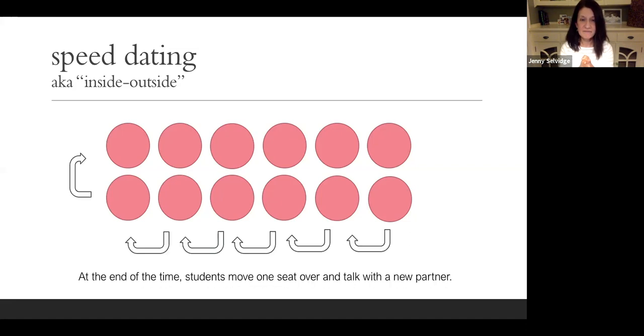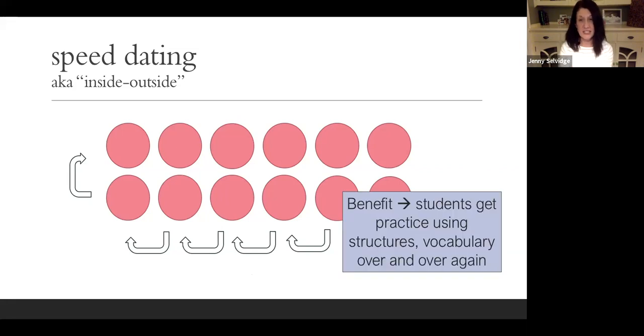Okay, next. When the time is up, they move. And so they're always talking to someone new. Same topic, but they're doing it with a new person. And so you'll have different things to talk about with a new person. So next, the benefit is students get the practice they need using structures and vocabulary over and over again because they need that practice. So that is the speed dating technique.